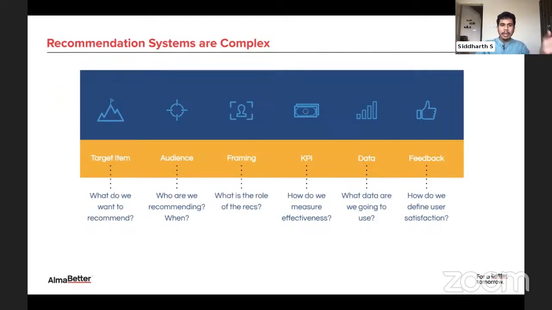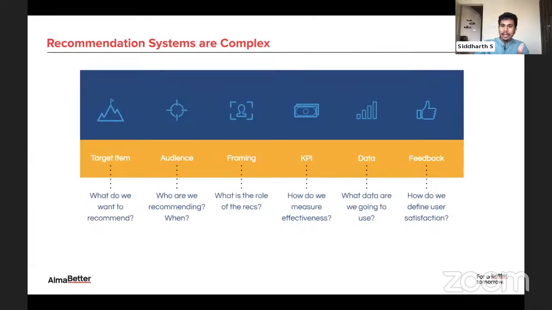The first thing is there will be a module which will identify the target items. There will be another module which will detect the audience and understand the audience preferences and everything. And then there will be a third module which will frame what the role of the recommendation is, how it should be shown, where it should be shown, when it should be shown.